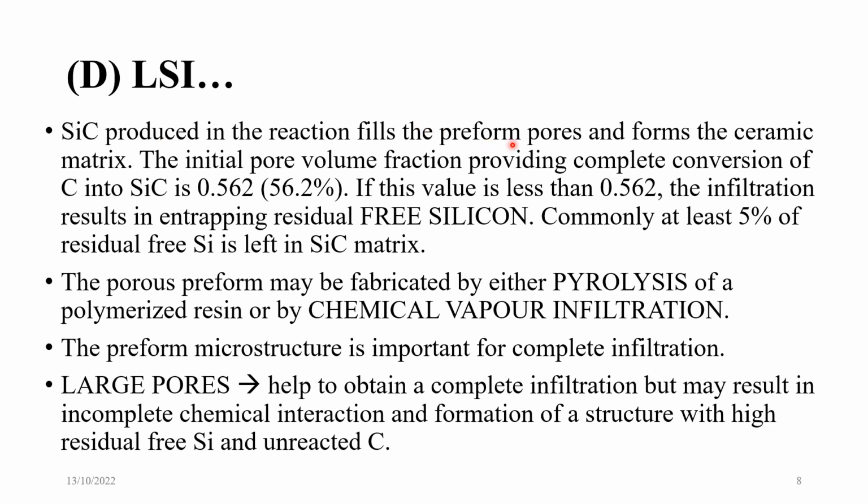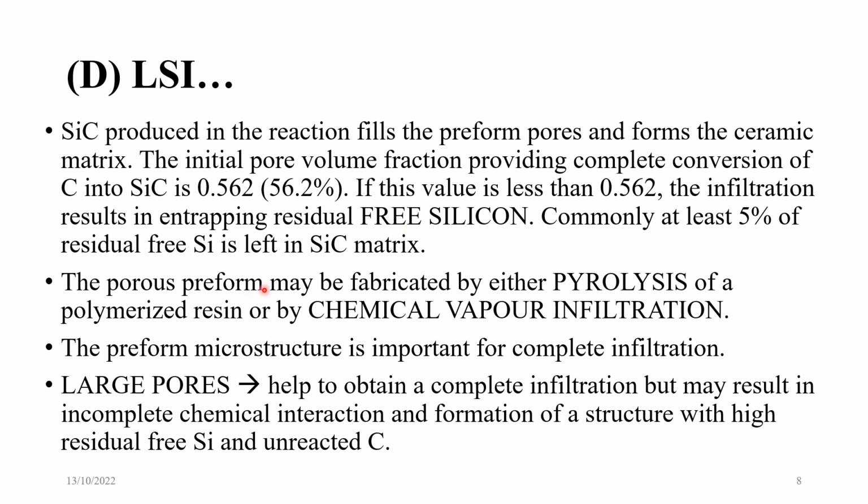Again, as we keep on reducing the pores, we increase the density, we get a better quality ceramic matrix. The initial pore volume fraction providing complete conversion of carbon into silicon carbide is 56.2%. That is very high. So if this value is less than 0.562, the infiltration results in entrapping residual free silicon. Commonly, at least 5% residual free silicon is left in the silicon carbide matrix.